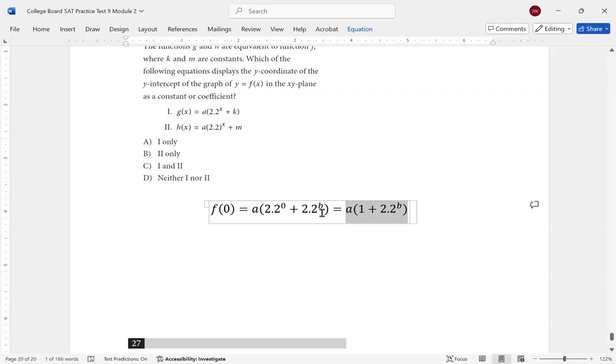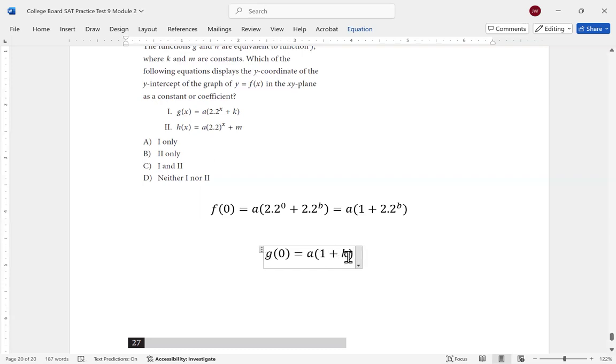Now, the other scenario is what happens. So it's not a coefficient in either case. It's also not going to be a constant in either case. If you were to plug in 0 into G or plug in 0 into H, let me just do that. Plugging in 0 into G would give you A times 2.2 to the 0 power, which is 1, plus K.